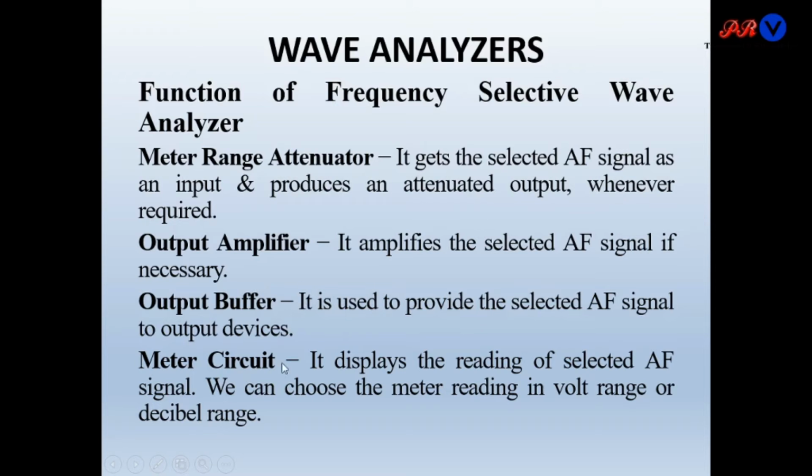Meter circuit: it displays the reading of the selected AF signal. We can choose the meter reading in volt range or decibel range. It means the output can be directly measured with this meter circuit in voltage range or in decibel range.